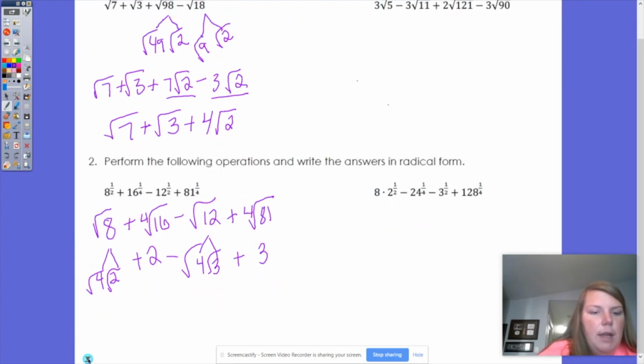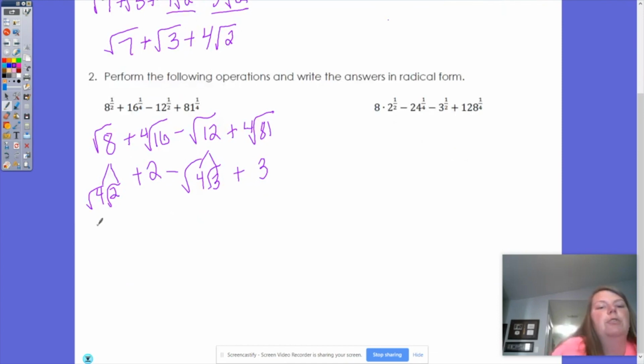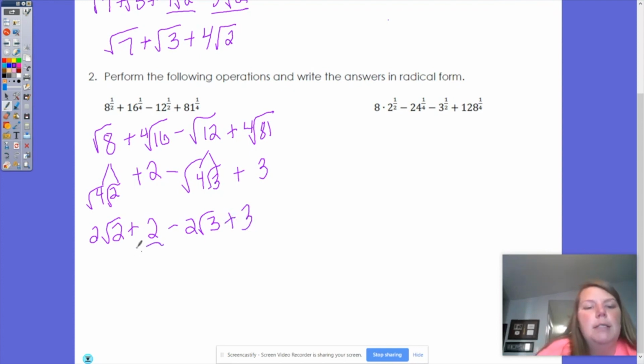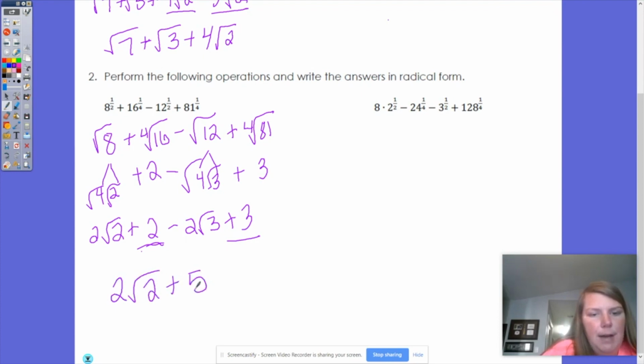So we want to then simplify here. So square root of 4 would give me 2 times the square root of 2 plus that 2 minus the square root of 4 is 2 times the square root of 3 plus 3. And then the only like terms we can combine is the plus 2 and plus 3 because the square root of 2 and the square root of 3 aren't the same number under the radical. So we're going to have 2 times the square root of 2 plus 5 minus 2 times the square root of 3.